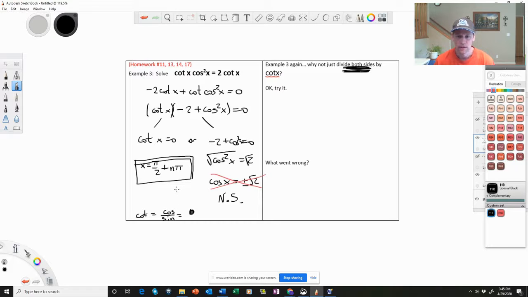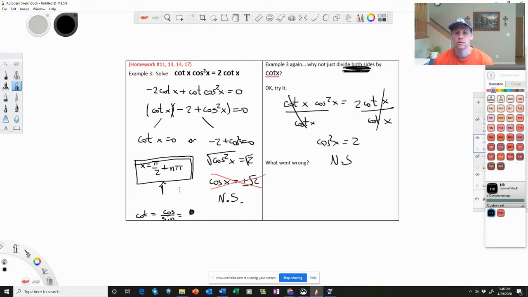Now, why would you not divide both sides by cotangent of x? Let's go ahead and try that. You never want to divide both sides by a trigonometric ratio at all, ever. And here's why. If we divide by the cotangent of x on both sides, that goes and that goes, and I get the cosine squared of x equals 2. And of course, I get no solution, and I'm done. But there is a solution. It's this one right over here.